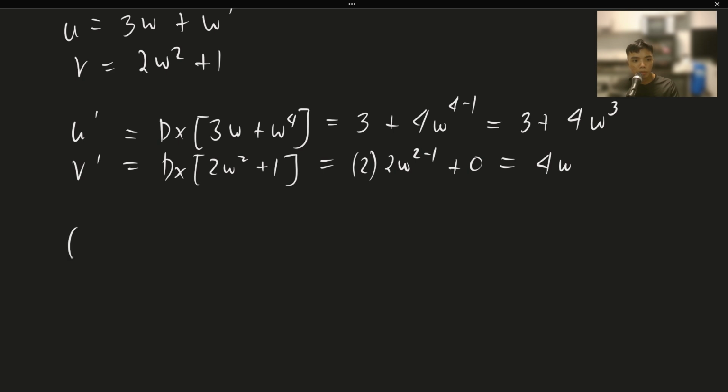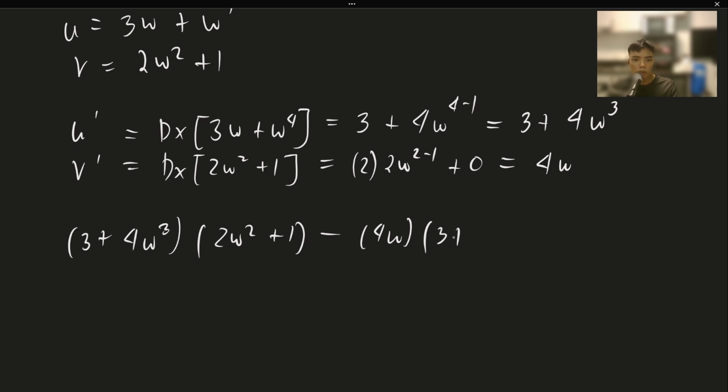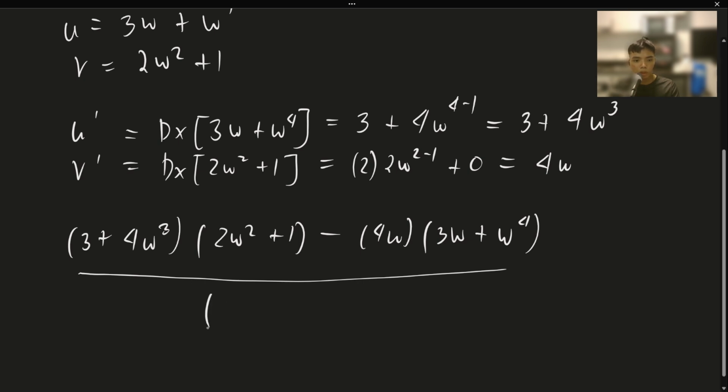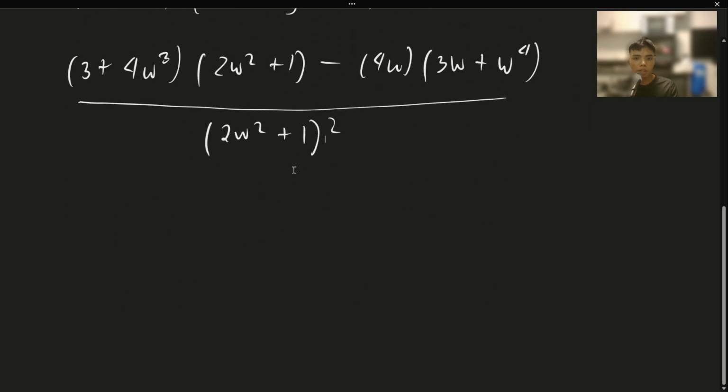First, we have u prime, 3 plus 4w cubed, multiplied with our v, 2w squared plus 1, minus our v prime, 4w, multiplied with our u, which is 3w plus w raised to 4. And we divide this whole thing with v squared, or 2w squared plus 1 squared. Let's start simplifying this.